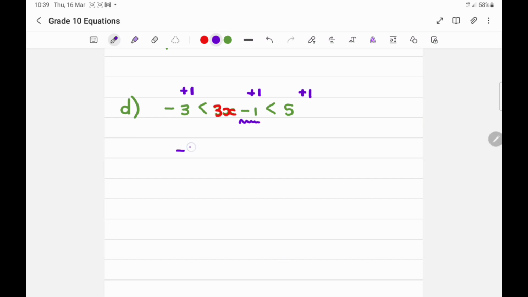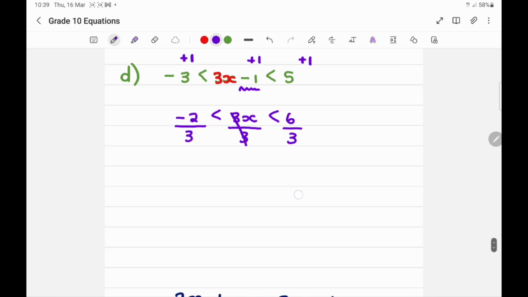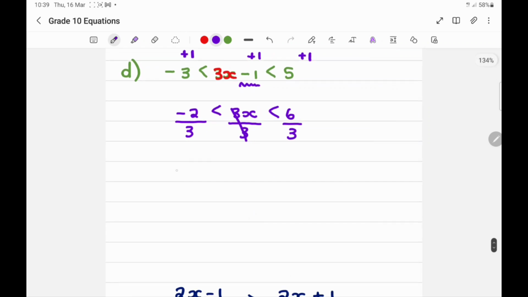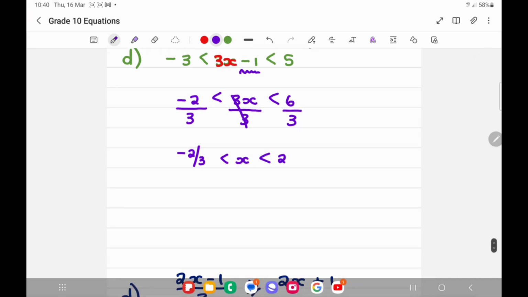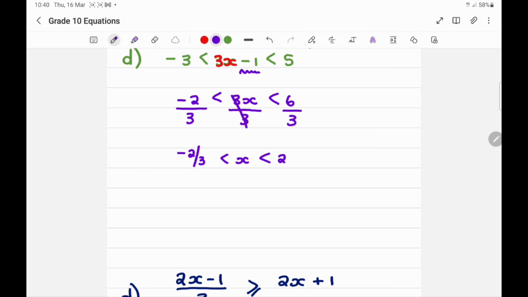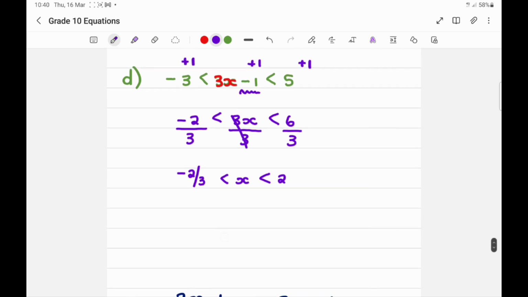So negative 3 plus 1 is negative 2, 3x, and 5 plus 1 is 6. And now what we're going to do is divide away with 3 all throughout. So what you do in the middle, you also do all throughout. So x is negative 2 over 3, x, 6 divided by 3 is 2. So x is smaller than 2, but it's bigger than negative 2 over 3.